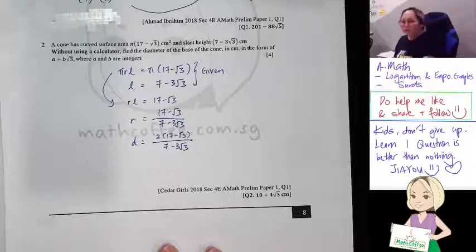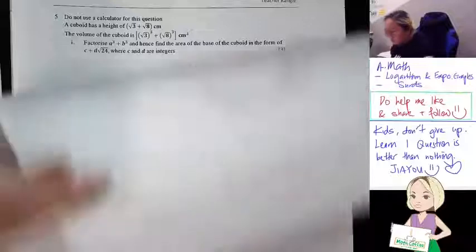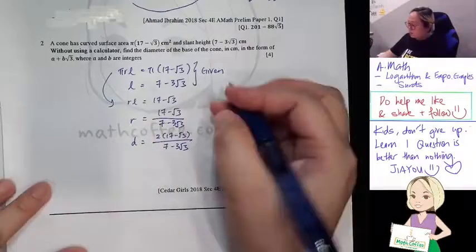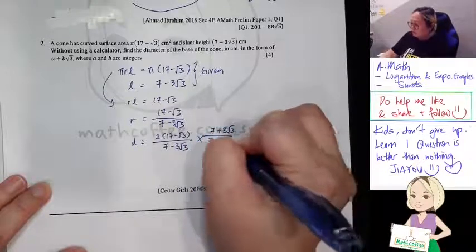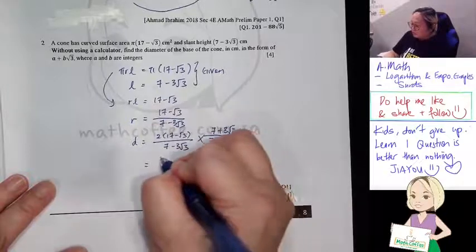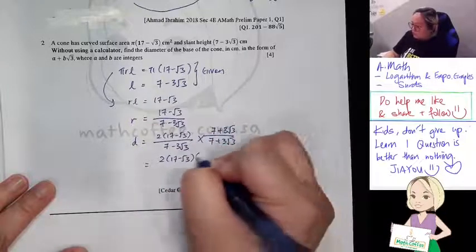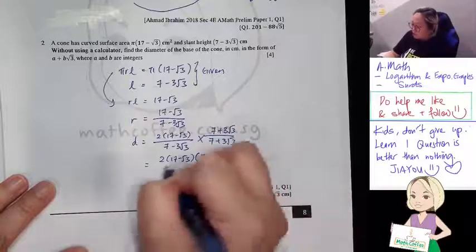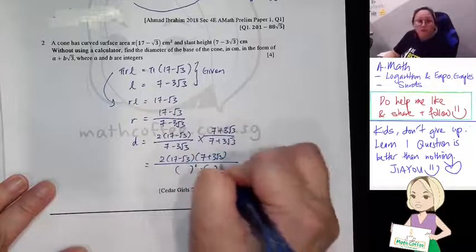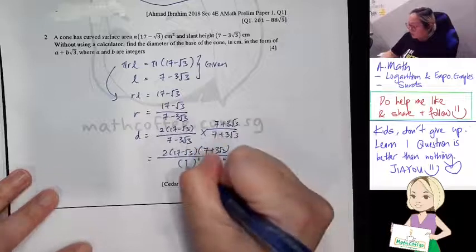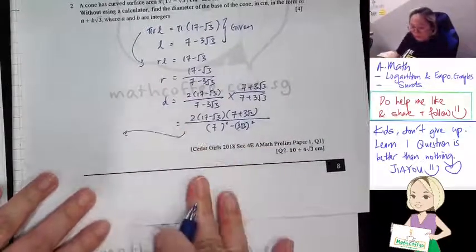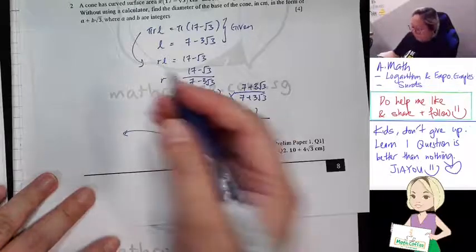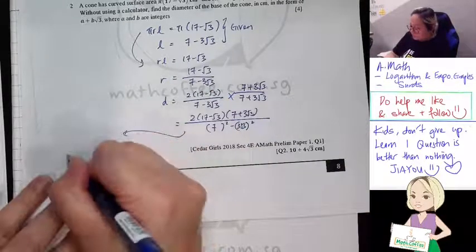Okay, then you can just rationalize. So I'm going to multiply it by 7 plus 3 square root 3, over 7 plus 3 square root 3. So this will be 2 (17 minus square root 3) times (7 plus 3 square root 3) over a square minus b square. So you will have 7 here and 3 square root 3. So I'm going to continue here, and we will get, okay, I'm going to just skip step.